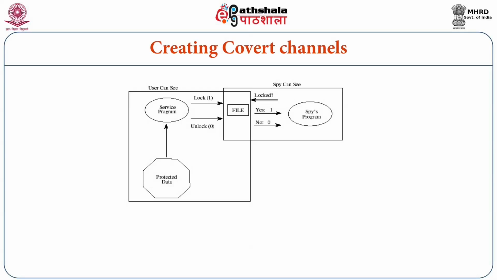If the service program asks for a file and it is locked, it would say yes to the spy program, and if it is not locked, it would say no to the spy's program. So in this way, to signal a 1, the service program locks the file. For the interval, for 0, it does not lock. With the disk storage, the service program signals a 1 by creating an enormous file so large that it consumes most of the available disk space.